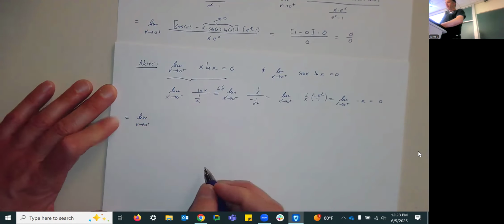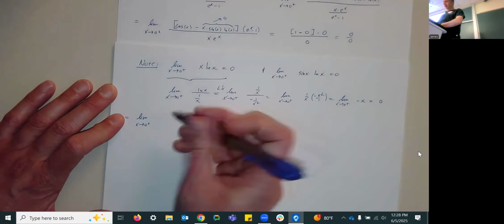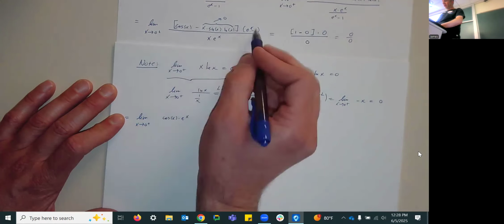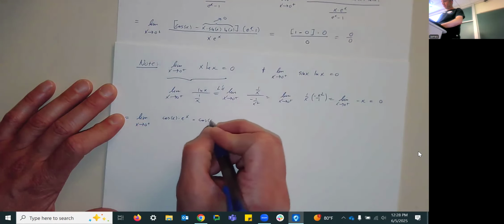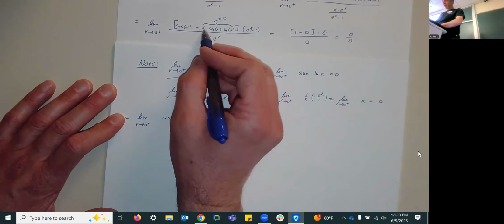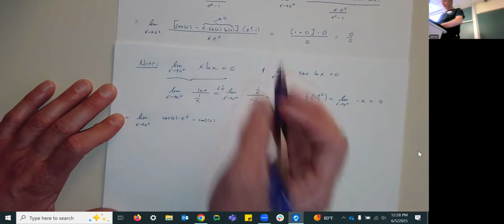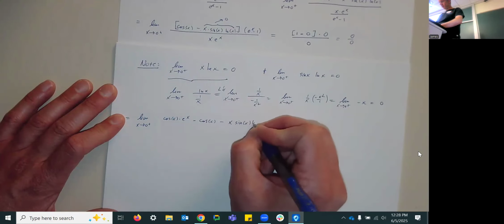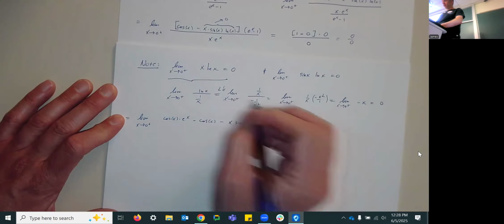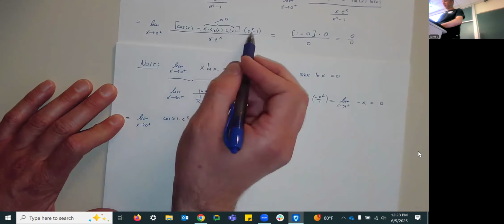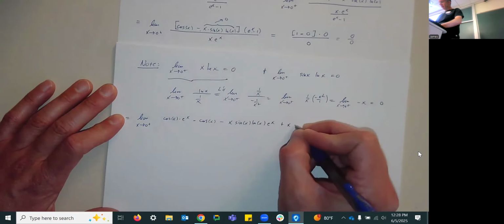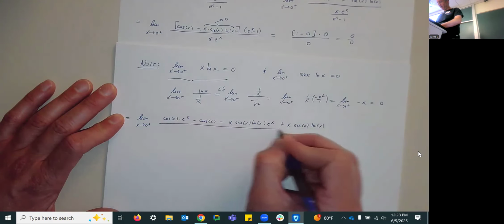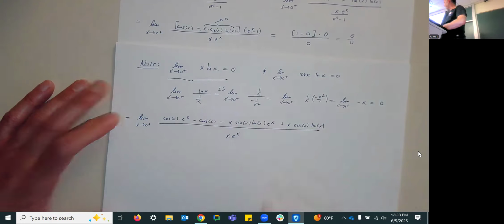So look at what I've got. I've got cosine of x times e to the x. I've got cosine of x times negative 1. I've got negative x sine of x natural log of x times e to the x, a quadruple product rule. And I've got negative x sine of x natural log of x times negative 1, which is plus x sine of x natural log of x, all divided by x e to the x.